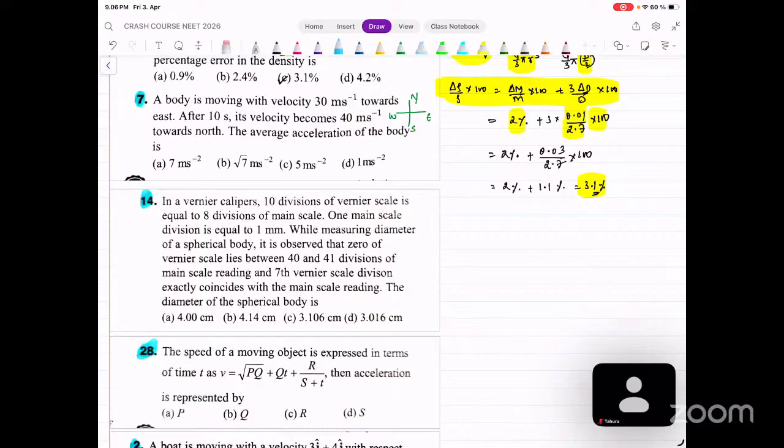Now the problem is telling that a ball is moving with a velocity of 30 meter per second towards the east direction. Velocity along east direction, that means v initial, along the x-axis, will be equal to 30 i cap. After 10 seconds, the velocity becomes 40 meter per second. It is going towards the north, that is 40 into j cap.